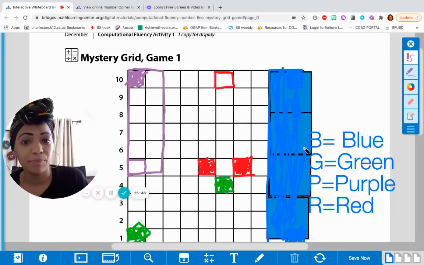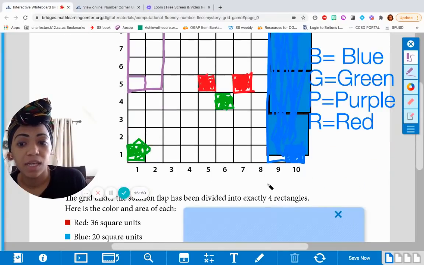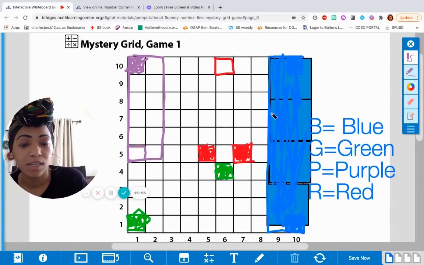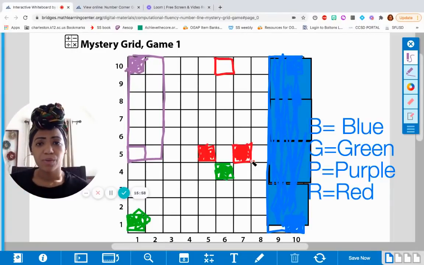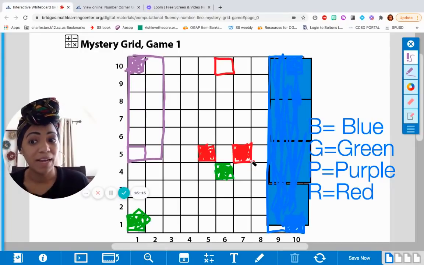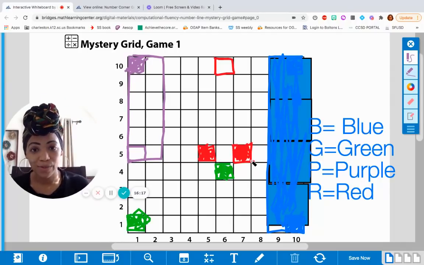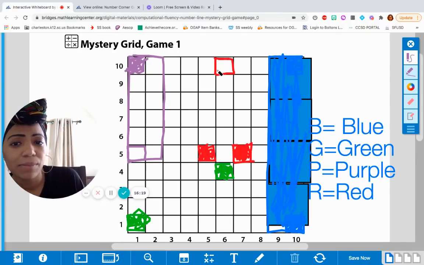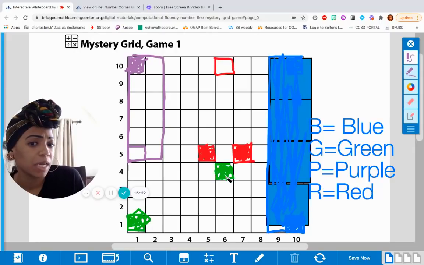All right, so we have purple, we have blue. Let's look for red, maybe. 36 square units. We know red is here, we have red here. What are some factor pairs of 36? 12 times 3, which we know can't be for this picture, right? Okay, what else for 36? Right, we have a 4 by 9. 4 times 9 is 36. So let's see, we know red's up here, we know red's here, and then we have green here.